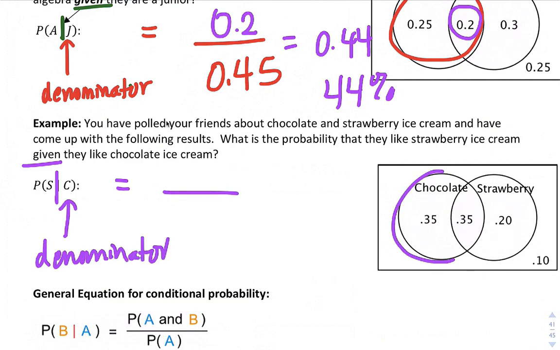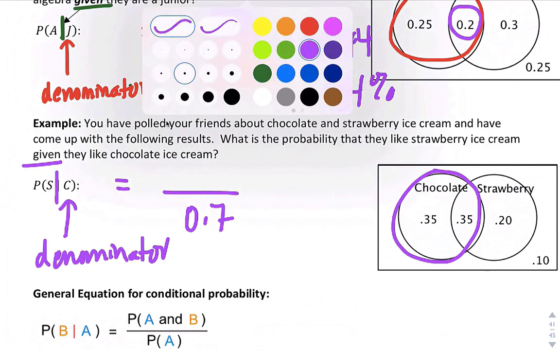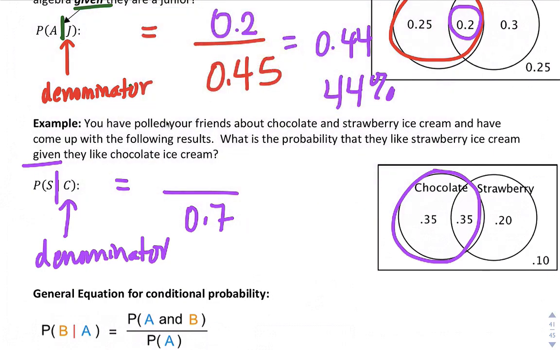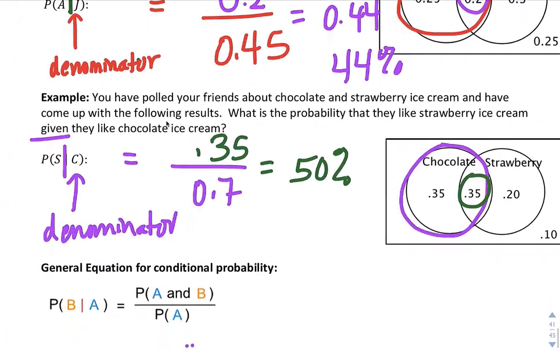Okay, so here's the chocolate circle. We add those together. So 35%, 70% are in the chocolate circle. What's the probability they like strawberry given that they like chocolate? So now just take a look at those that like strawberry ice cream in the chocolate circle. That's 0.35, and that would give you 50%. So half of those kids in the chocolate circle like strawberry. So that's called conditional probability, with that given right there. Here's that general equation. You don't have to memorize this.